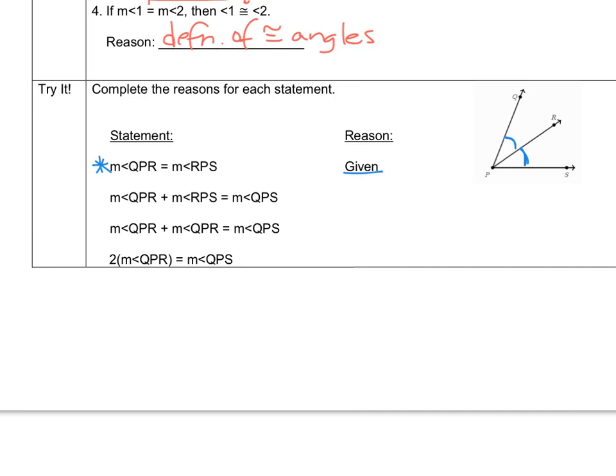Okay, fair enough. In the next statement, the measure of angle QPR plus RPS equals QPS. So notice that this is a small angle plus another small angle, but QPS is the big angle. Where have we seen that on our reason sheet? That's going to be on the front, and that's one of the first things we talked about. If you can add two smaller angles to equal a bigger angle, that's literally just angle addition. That's what allows us to write that statement.